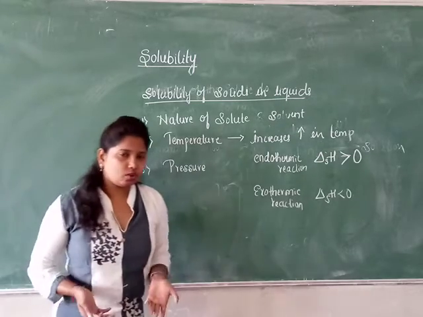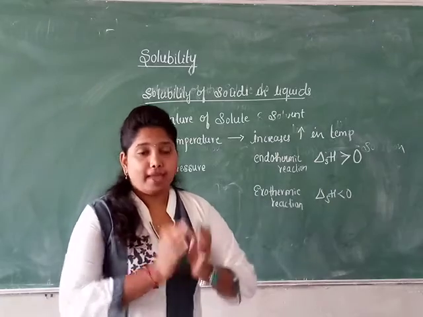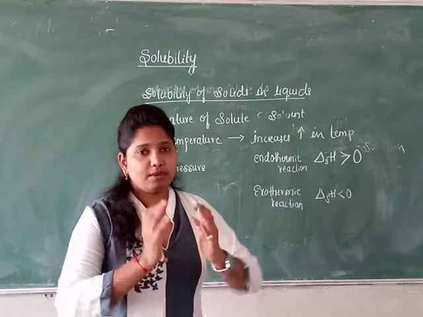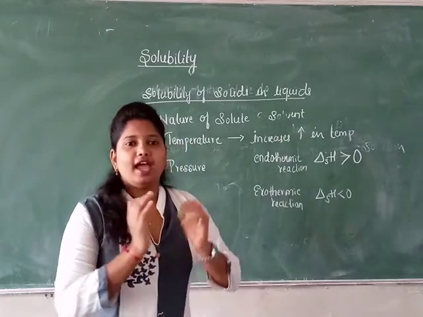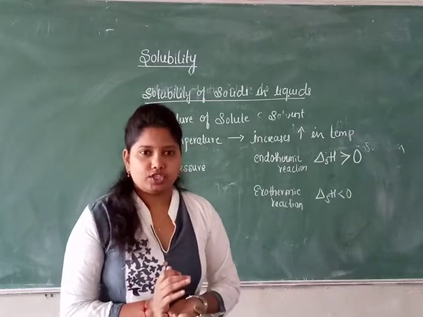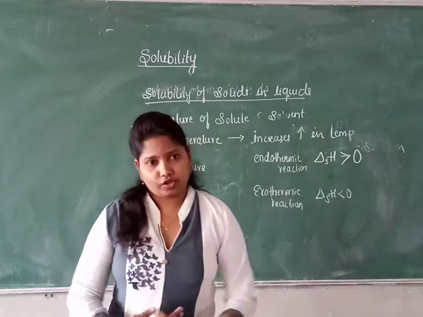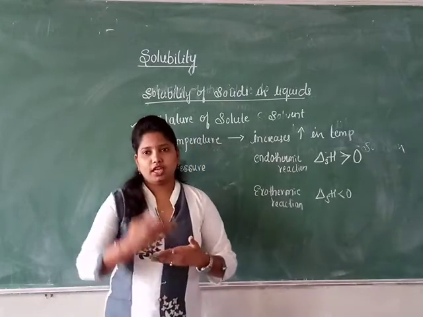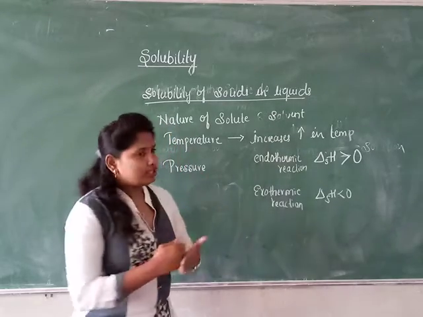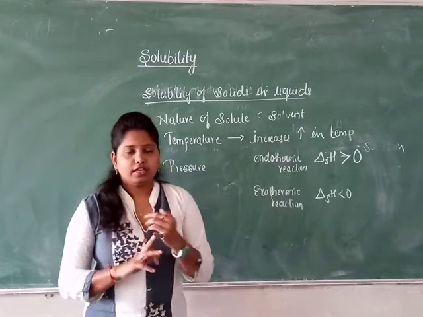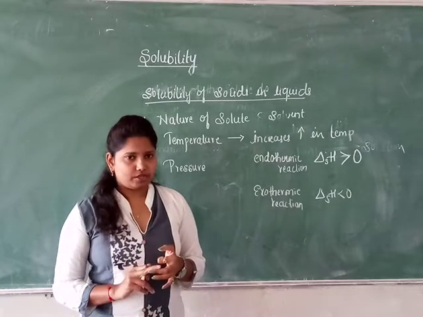So what is solubility? The solubility of a substance is the maximum amount that can be dissolved in a specified amount of solvent at a specified temperature. There are types of solubility, such as solubility of solids in liquids and solubility of gases in liquids. For solids in liquids there are three factors: nature of the solute and the solvent, effect of temperature, and effect of pressure.